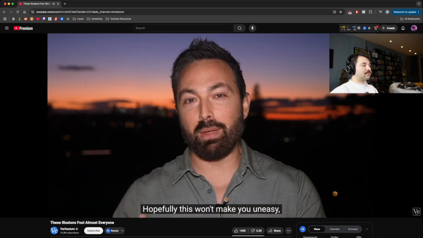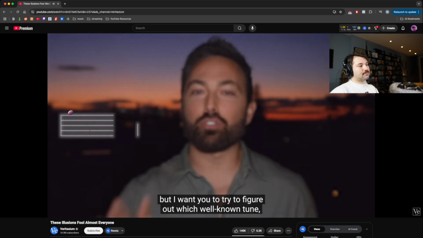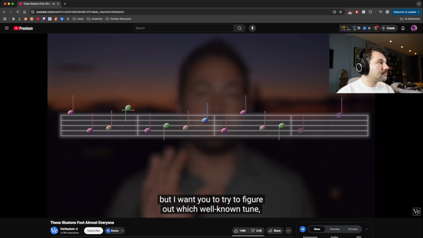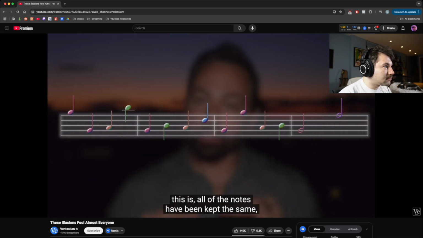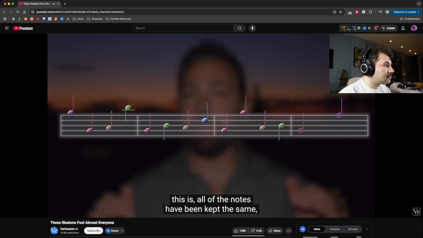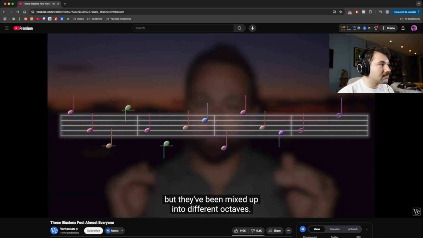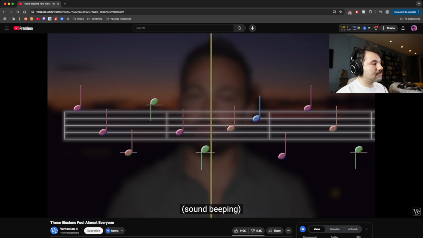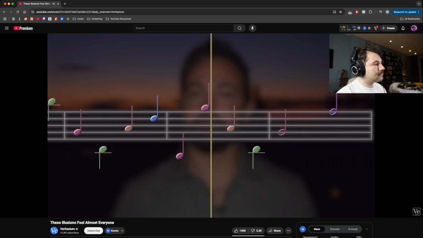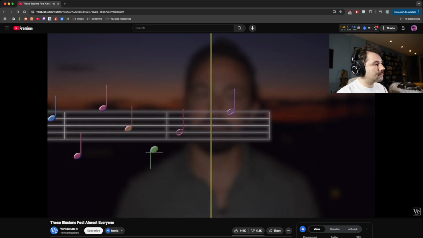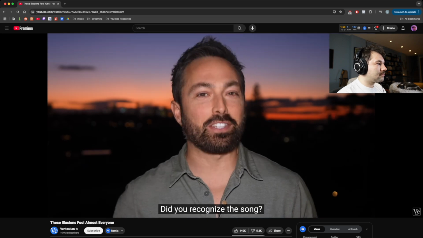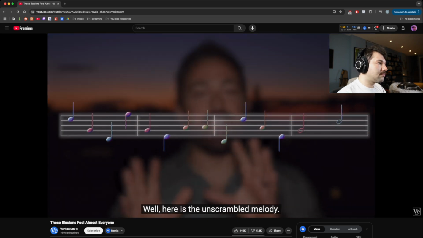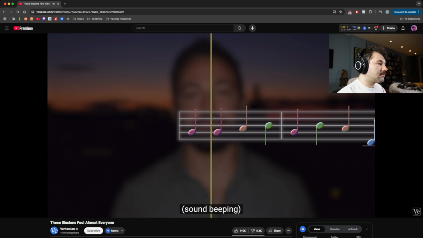Hopefully this won't make you uneasy, but I want you to try to figure out which well-known tune this is. All of the notes have been kept the same, but they've been mixed up into different octaves. Did you recognize the song? Well, here is the unscrambled melody.